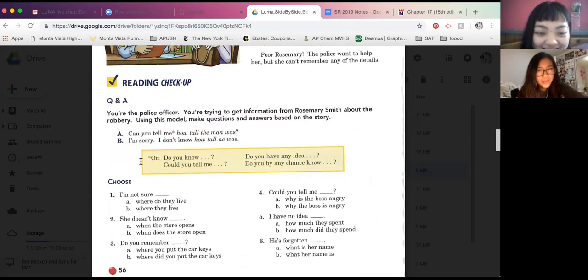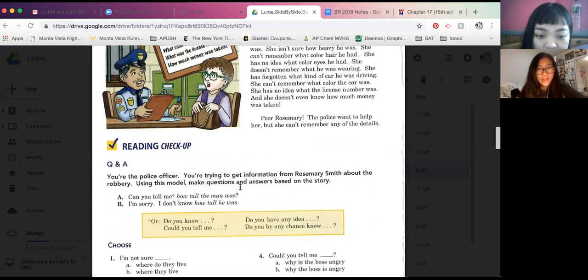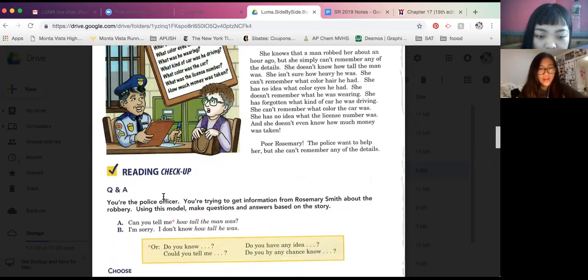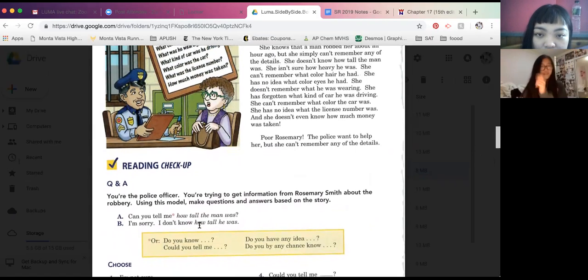Want to do question and answer? I guess we can alternate. So you can choose whatever you want. The starred part says how tall the man was. You can change it to what color eyes he had. So, can you tell me what color eyes the man has? I'm sorry, I don't know what eye color he had. And then switch off.